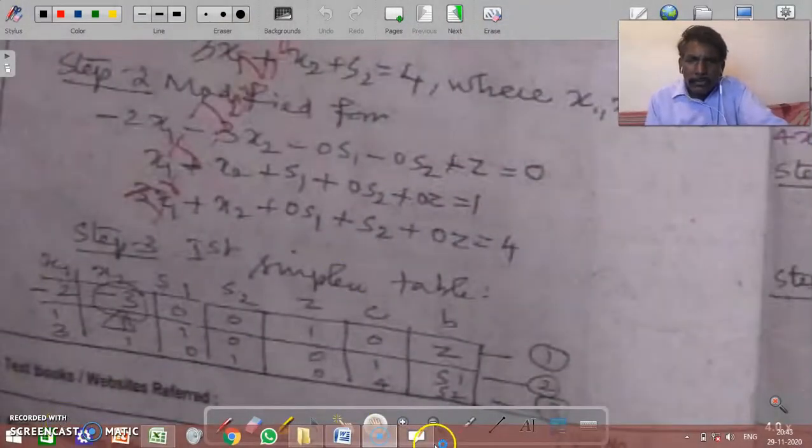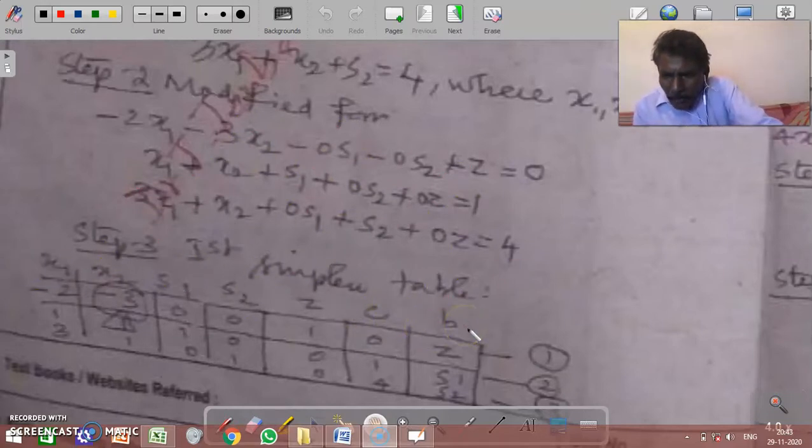Now let us take this. Now look at this. This is the modified form. Now what I have done: x1, x2, s1, s2 are the constant basic variables, because these are the variables coming in all the equations. So I have written all the variables at the top.